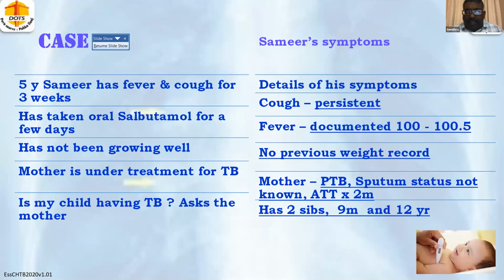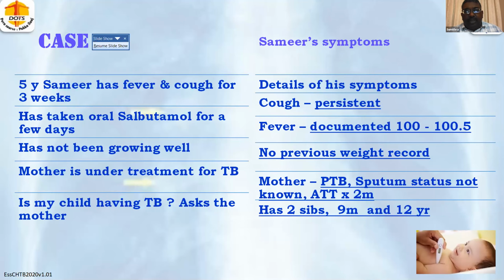Now we have got the answers. The cough is persistent. Fever is documented, 100 to 100.5. Unfortunately, there is no previous health record, weight record. And mother has pulmonary tuberculosis, but the sputum status is not known. She is on anti-tuberculosis treatment for 2 months. He has 2 siblings, 9 months and 12 years.